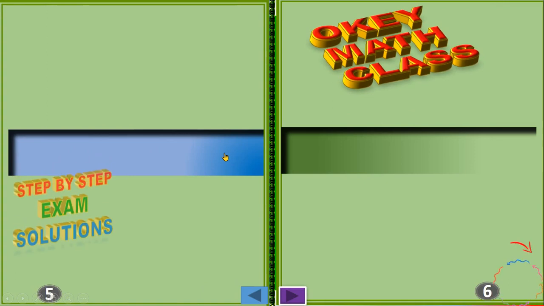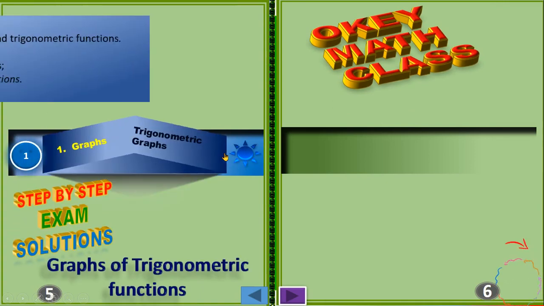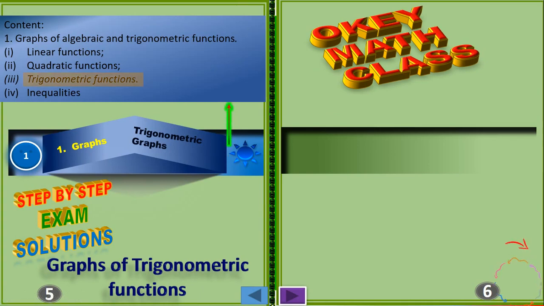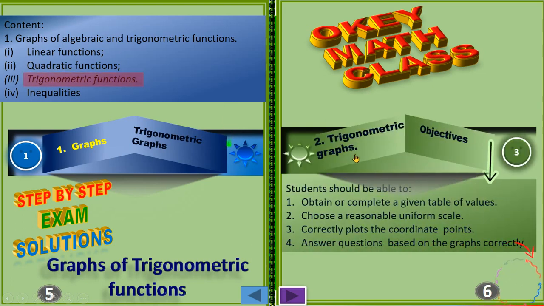Okay, math class, step-by-step exam solution, graphs of trigonometric functions. In this presentation, we'll be going through a series of graphs. Number 1, we're going through linear functions, quadratic functions. We are now in graph number 3, trigonometric functions. Our objectives are: 1, obtain or complete a given table of values. 2, choose a reasonable uniform scale. 3, correctly plot the coordinate points. 4, answer questions based on the graph correctly.